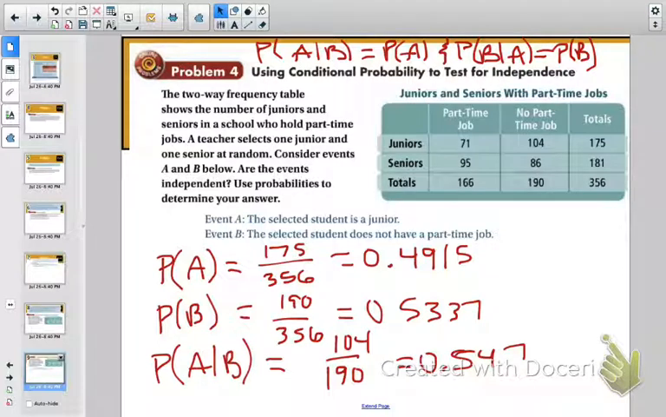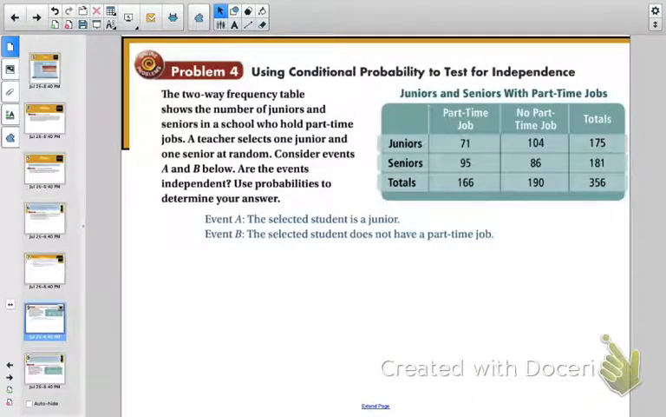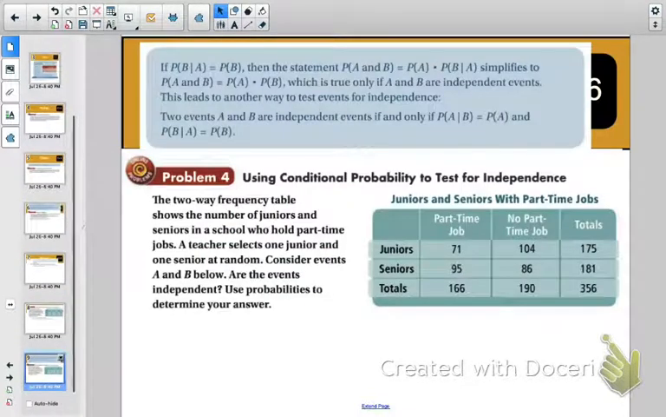Okay, so we can already see that this is not equal to this up here. So at that point, we don't need to do the other step because they both have to be true. So we can say that these two events, A and B, are not independent because this does not equal this. Okay, if those two were equal, then we would still have to check the probability of B given A. But we're not going to do that because we don't need to.